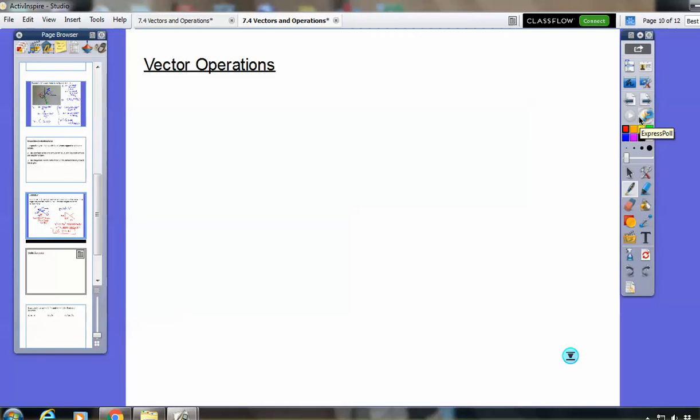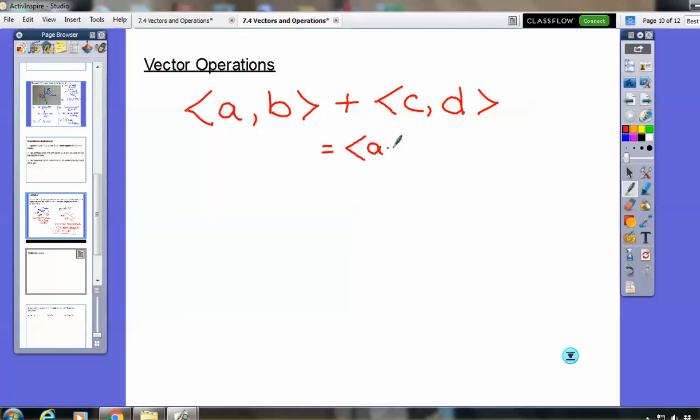Okay, last thing I wanted to talk about: vector operations. This is going to be a breeze. Just the operations we can do with vectors. If I say I want to take vector AB and add vector CD, what do you think we do? A plus C, B plus D. And that's it. You add vectors just by adding like components. The same, of course, would work with subtraction.